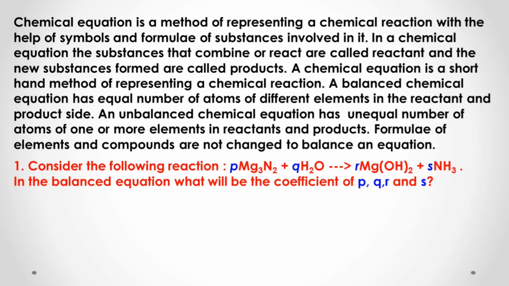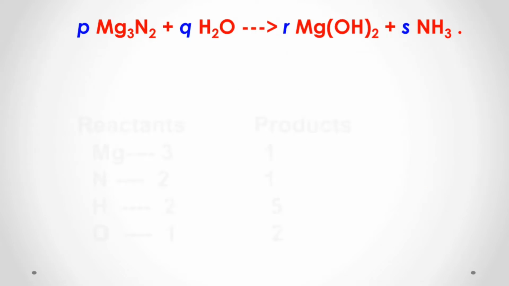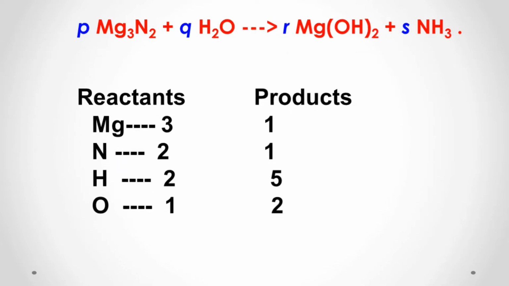Consider the following reaction: P Mg3N2 plus Q H2O gives R Mg(OH)2 plus S NH3. In the balanced equation, what will be the coefficients of P, Q, R and S? So let's try to balance the equation. The 4 elements taking part in this reaction are magnesium, nitrogen, hydrogen and oxygen. Note down the number of atoms present in the reactant side and the product side of each of these elements.